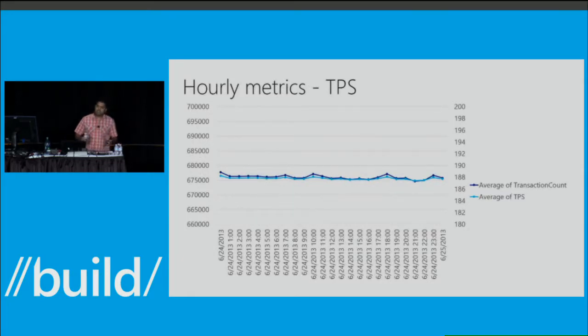So here I have hourly metrics for a live service which is running. It does about 680K requests, a little under that, per hour, which boils down to about 188 requests per second, right? Nothing wrong out here, smooth kind of TPS out here throughout the 24-hour period.